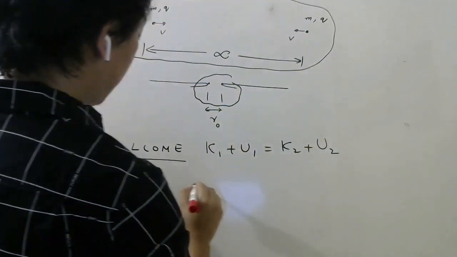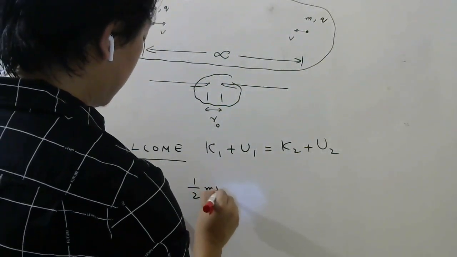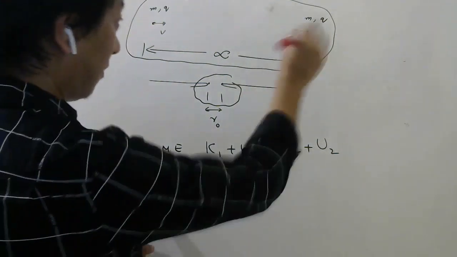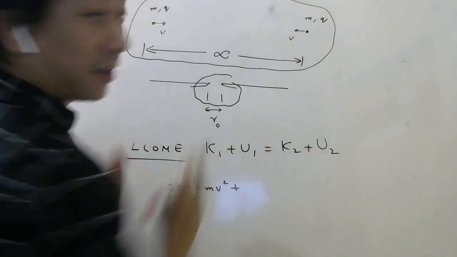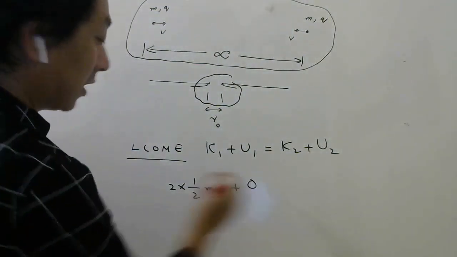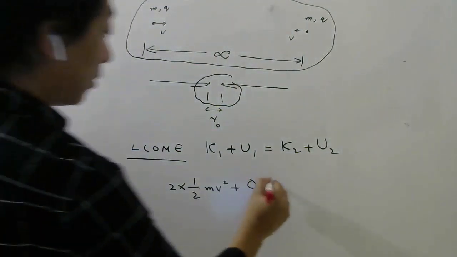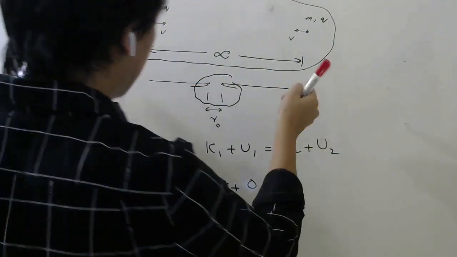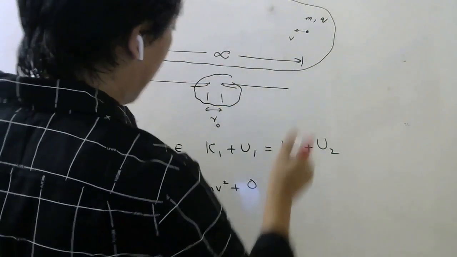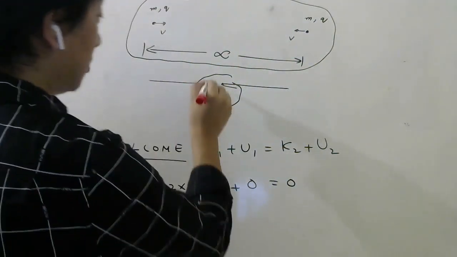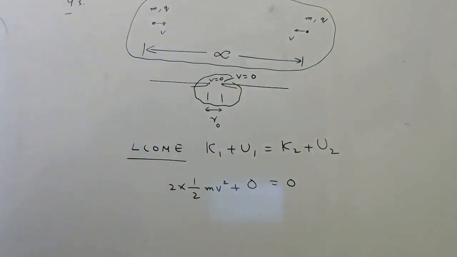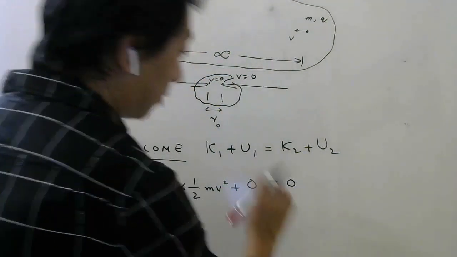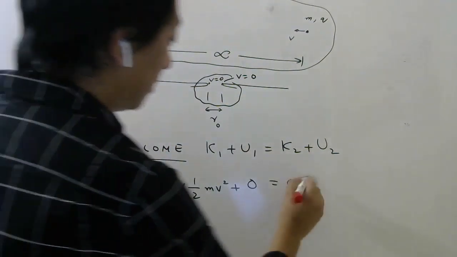Initial kinetic energy will be how much? Half mv square. This also half mv square, so twice. And since they are at infinite separation, potential energy we have taken 0, right? When they reach here, since they are stopping momentarily and going back, the speed will be 0. So here speed is 0, here also speed is 0. Right students? Momentarily it will stop here. So kinetic energy of both will be 0.